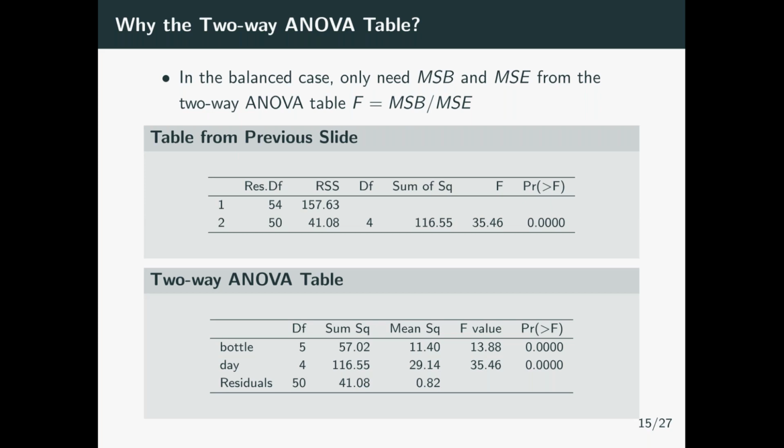So I showed two tables on this slide. The top table is the one from the previous slide, just directly, you'll recognize it. And the second one is the two-way ANOVA table for the simulated data set. And what you'll notice is that the F value associated with the day row in the two-way ANOVA table is exactly the same as the F value on the table from the previous slide. And the F value in the two-way ANOVA table is just the mean squares associated with the day factor divided by the mean square error, the mean squares associated with the residuals.